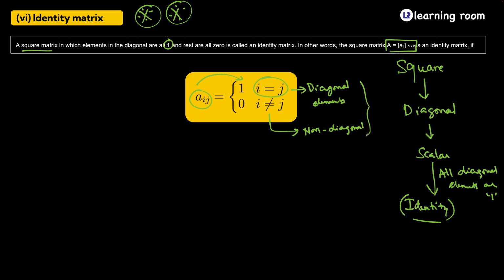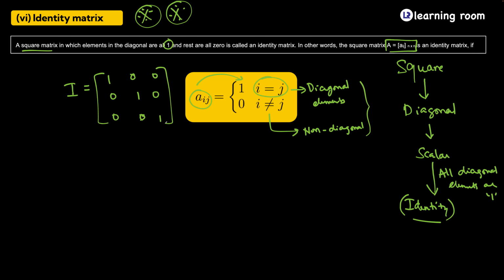From a square matrix, you derive diagonal. From a diagonal matrix, you derive scalar. From a scalar matrix, if you make all the diagonal elements 1, you call that matrix an identity matrix, and the identity matrix is represented with the symbol I. So I is equal to 1 0 0, 0 1 0, 0 0 1.